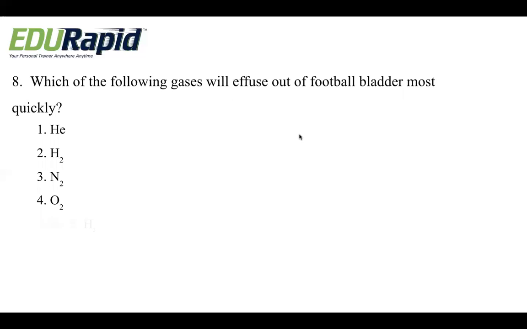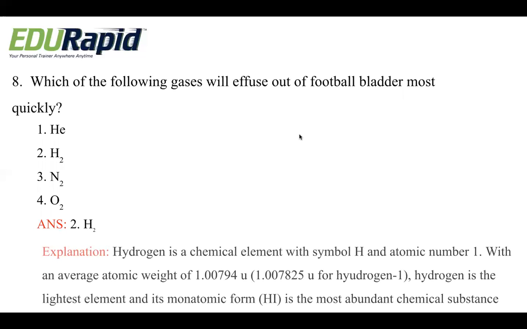So the answer is, it is hydrogen. Hydrogen is a chemical element with a symbol capital H and having atomic number 1. It is one of the lightest elements we can say, right? With an average atomic weight of 1.00794 units. Hydrogen is the lightest element and it is in monoatomic form. And it is one of the most abundant chemical substances.